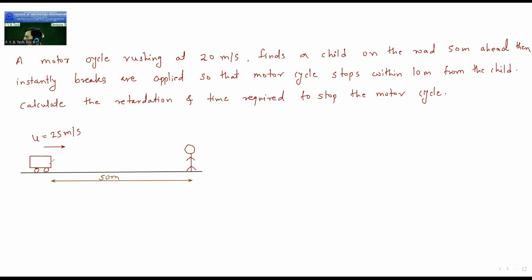Then he starts applying the brakes and then it will stop. Suppose now this motorcycle will stop here at this point. Okay, here it is stopped. After applying the brakes, at this point, it is stopped. So when it is stopped, within 10 meter from the child, the distance of this motorcycle from the child, how much is this? 10 meter. So I will write here, this is 10 meter.